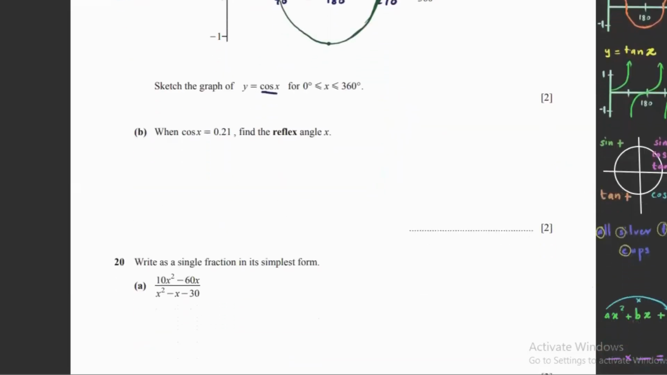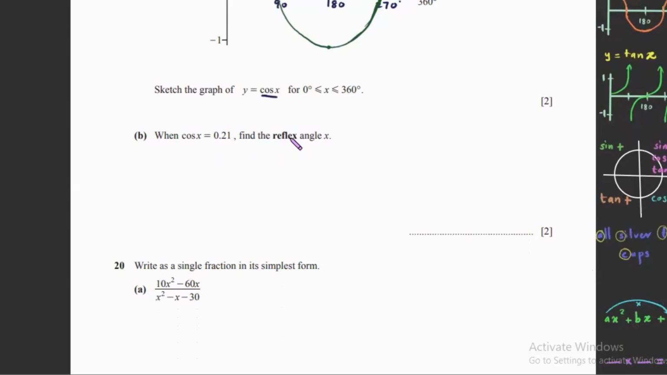The next question, we are supposed to find the reflex angle of x. They've given us in bold letters to find the reflex angle for x. So whenever we find the value of an angle, that is when we make use of inverse cos, sine, or it can be tan as well. But in this case, they've given us cos x is 0.21, which means for me to find what x is, I need to do the inverse cos of 0.21.